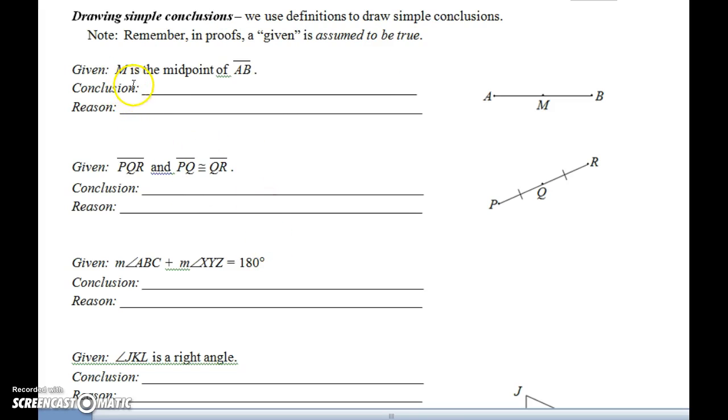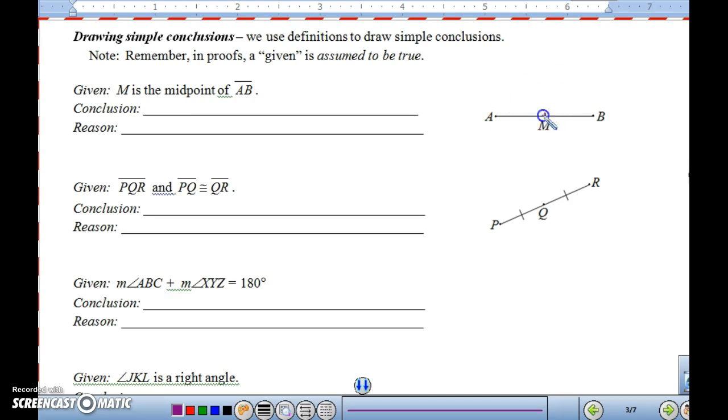So let's take a look at this first statement. Given M is the midpoint of AB. Here's my picture right here. And here's M. That's my midpoint. Okay, now, what do we know about midpoints? Well, what does a midpoint do? Well, we know that a midpoint divides a segment into 2 congruent segments. So that is my reason that I can say whatever conclusion I'm going to have.